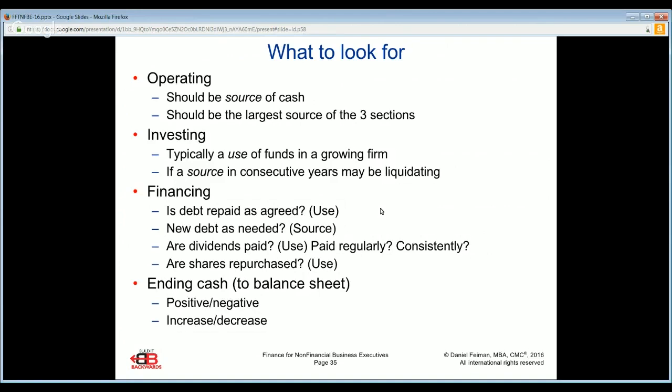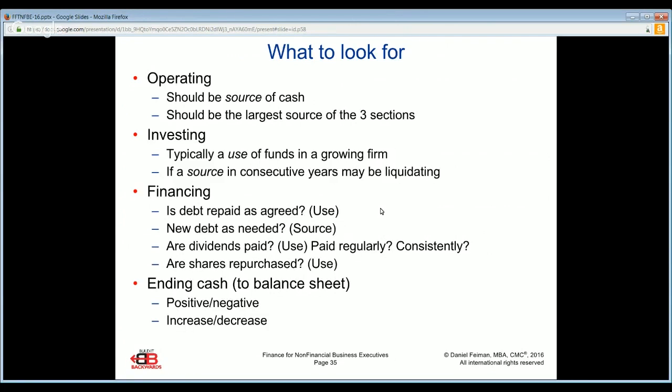So if you're doing a quick analysis of an organization, look at the cash flow statement. Within that, look at the operating side. Is the subtotal in operations positive or negative? If it's negative, that might be a concern. Look at previous periods. If it's been negative for 2 or 3 periods, this organization is in trouble. Most organizations are going to have a positive cash flow from operations. It's a source of cash. Great. Is that positive cash flow number larger than both investing and financing? If it is, that's what you want to see.